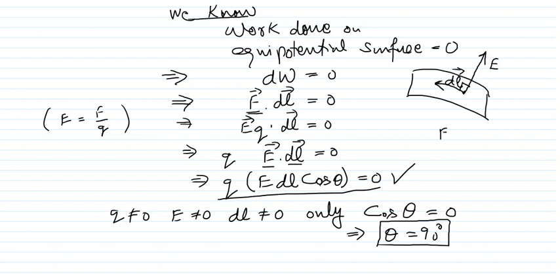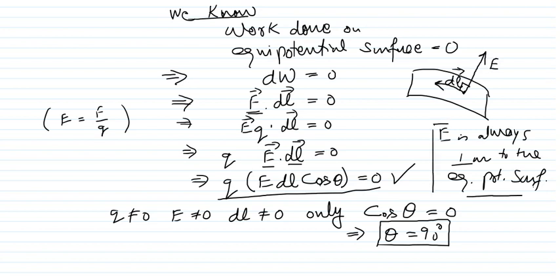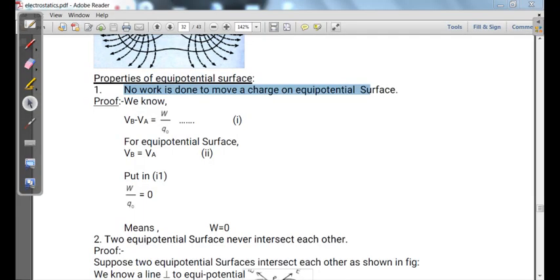What is that? E, meaning electric field, is always perpendicular to the equipotential surface. This is the second property of the equipotential surface. You can see that no work is done, we have done this one, clear? And we have proved this one.